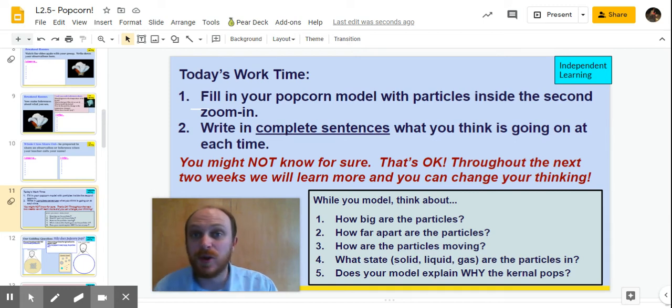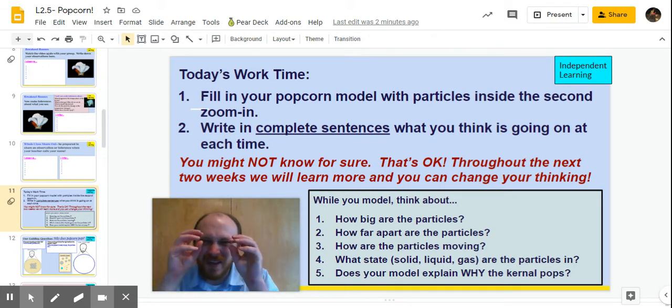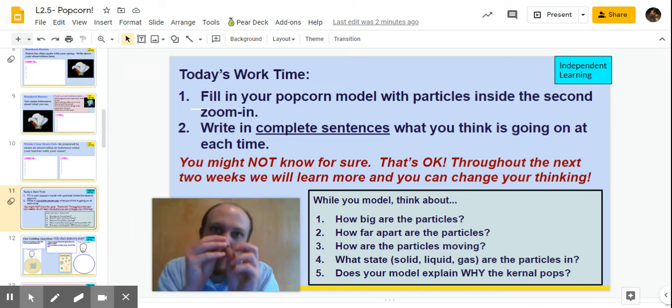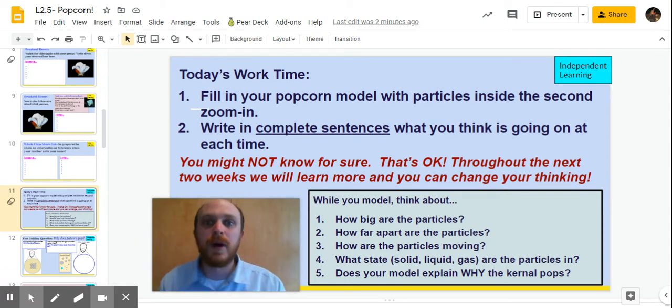Okay, guys, so let me go through your independent asynchronous work and I will tell you what you need to do. So you just talked about popcorn. You thought about popcorn. Why does it pop? What's going on? What can we see when we just look at popcorn that could help us figure out what's going on at the microscopic, the chemical level? That's what we're thinking about as chemists. What is happening to the particles that is causing the popcorn to pop?